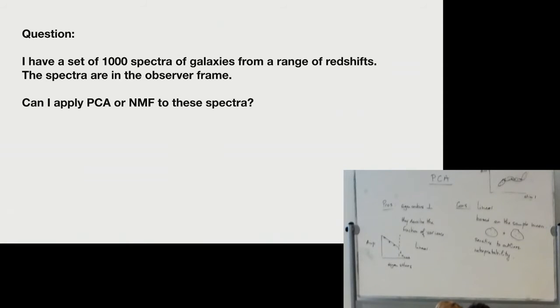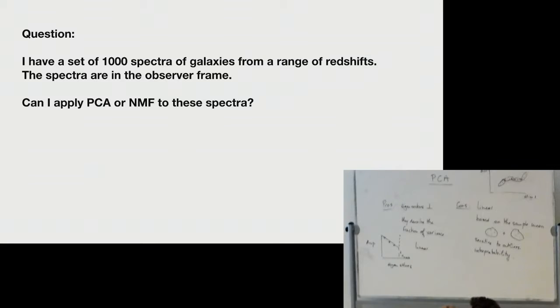Let's think of the following situation. You have some spectra of galaxies that are at different redshifts. Remember that each spectrum can be considered to be a point in a space of, let's say, 2,000 dimensions, the number of wavelengths we have for each spectrum. And the question is, can I apply PCA to these spectra to get a good representation? What would you do to get a good representation?